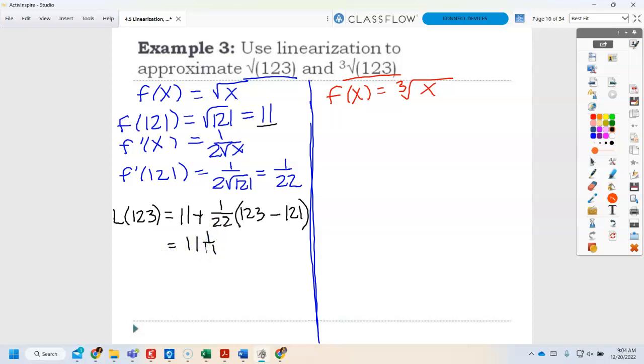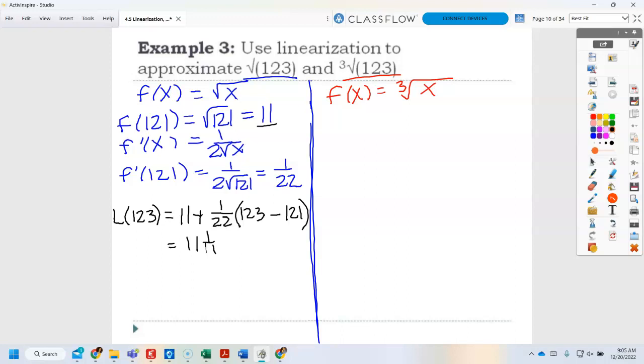The square root function is concave down. Therefore, this is also an over-approximation. So the square root of 123 is 11.0905. 11 and 1/11 is 11.0909. So you are off by 0.0004. That's how good linear approximation is.